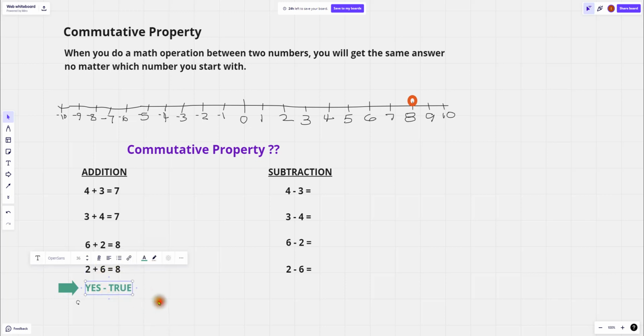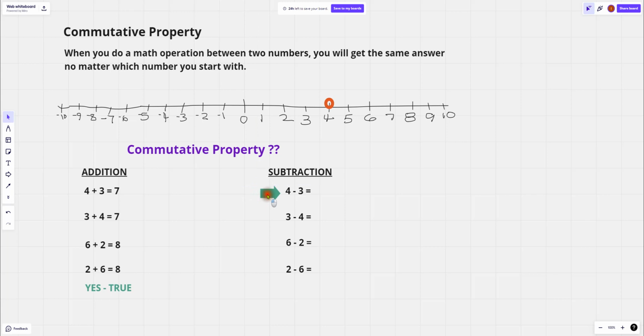Okay, so the commutative property is true for addition. What about with subtraction? Is the commutative property true for subtraction? Well, we're going to use these same numbers, but we're going to do subtraction between them, and we're going to find out, do we get the same answer when we switch the numbers around?